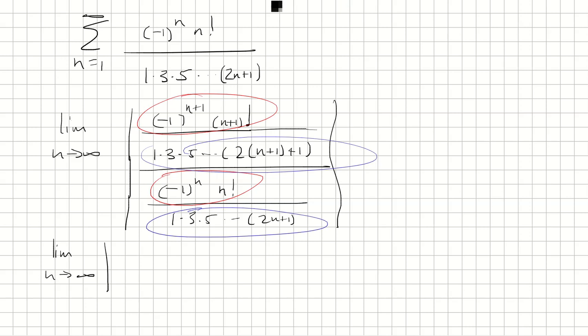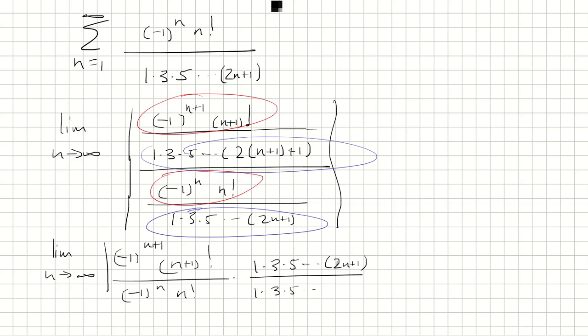So basically we have negative 1 to the n plus 1 times n plus 1 factorial over negative 1 to the nth times n factorial. Then multiply that by 1 times 3 times 5 all the way up to 2n plus 1. And then the bottom will be all the way up to 2n plus 3. So now there's going to be some things canceling.